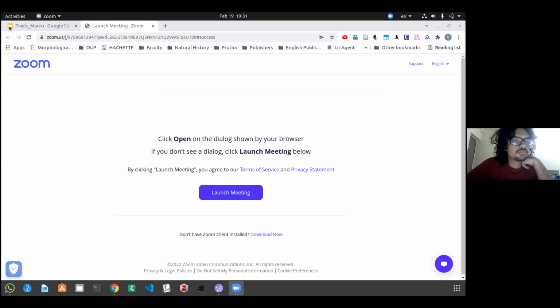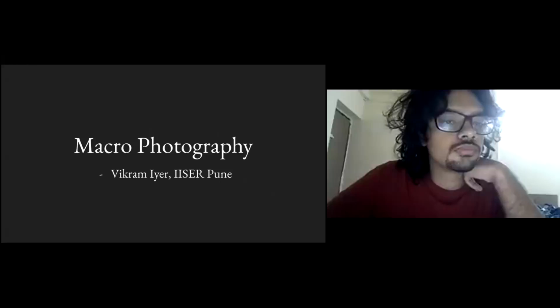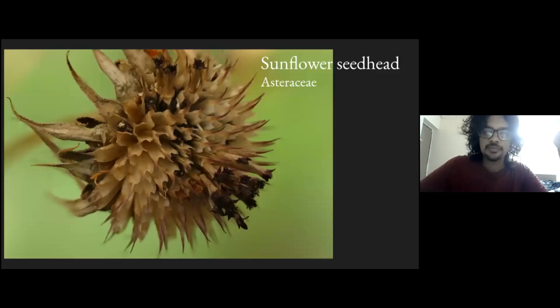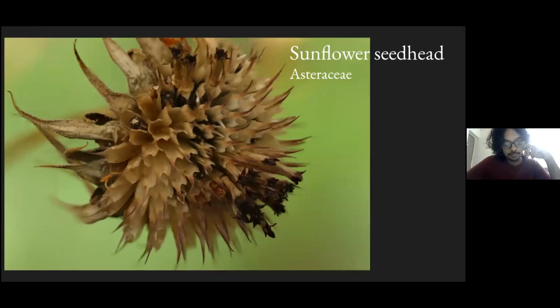To the lens itself. Clicking anything other than plants when I'm taking my macro lens out. So this particular photo is the seed head of a common sunflower plant. It's a common garden plant, and these are just the seed heads for it.